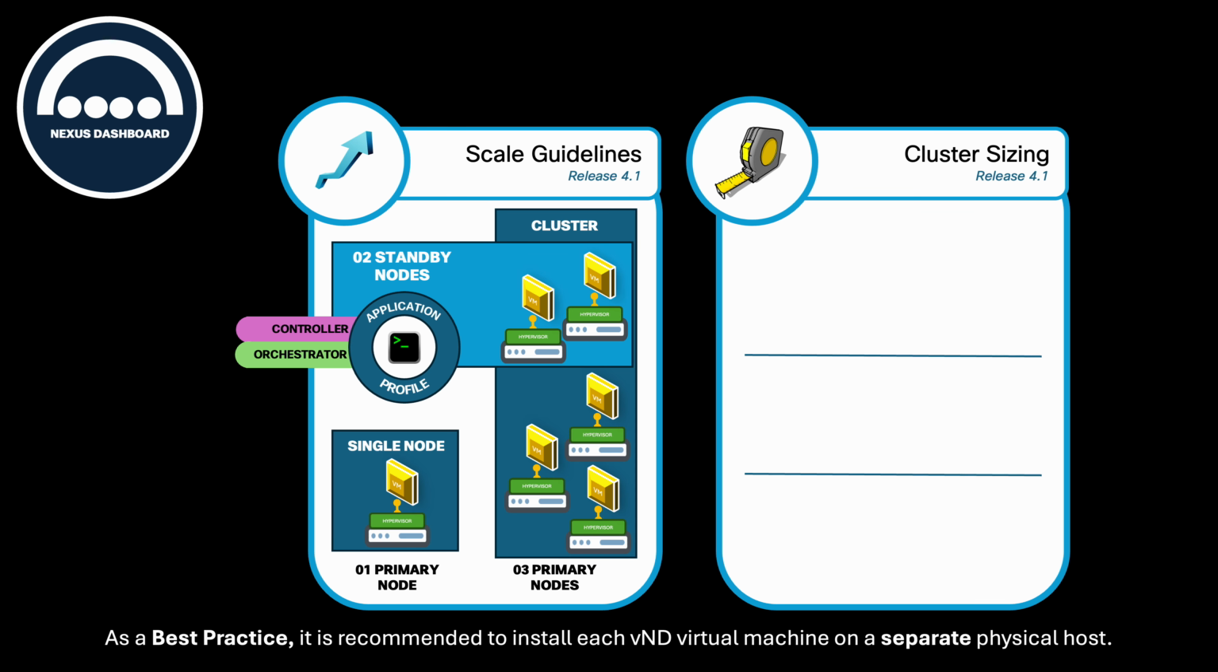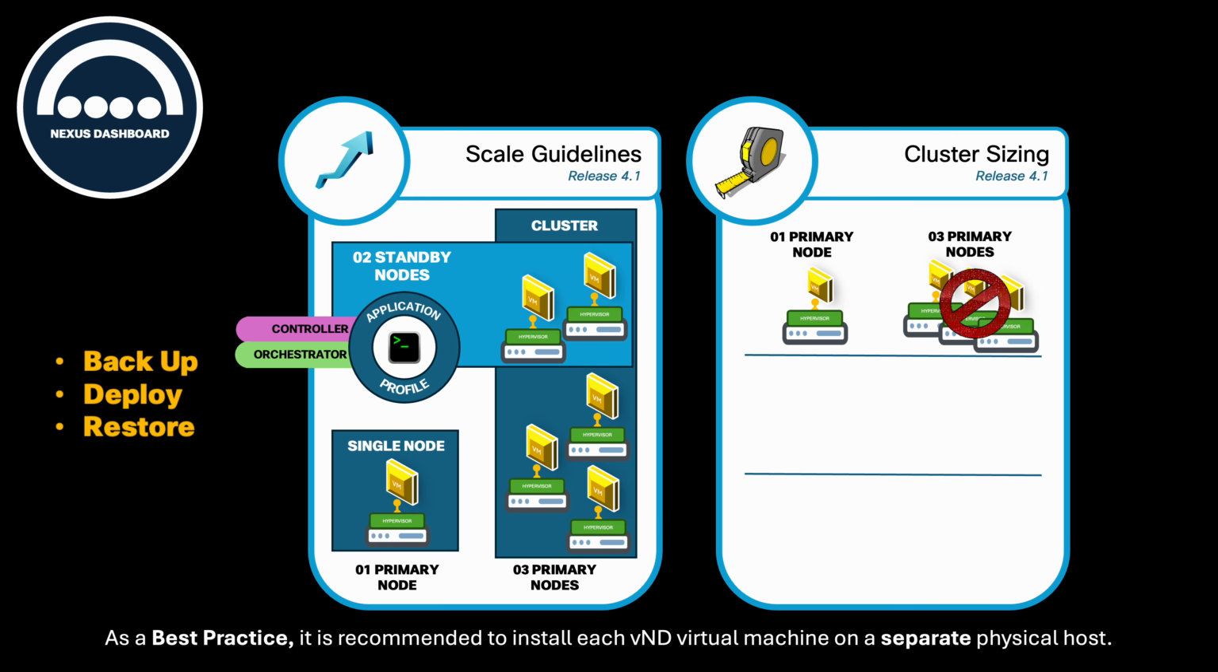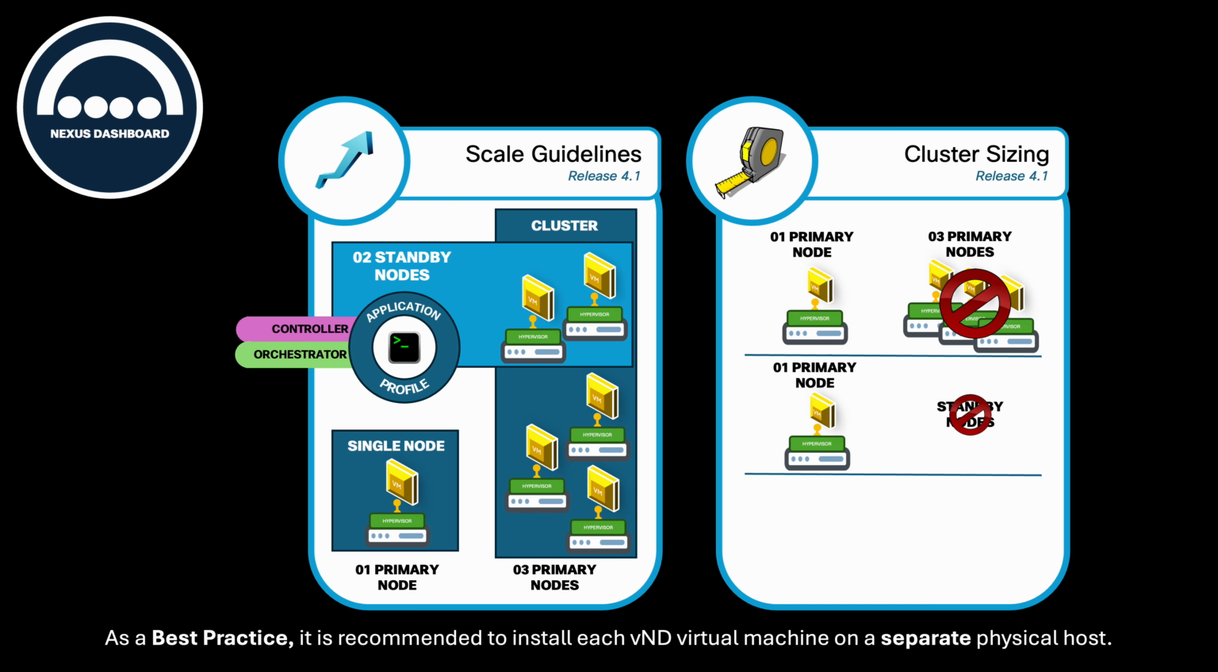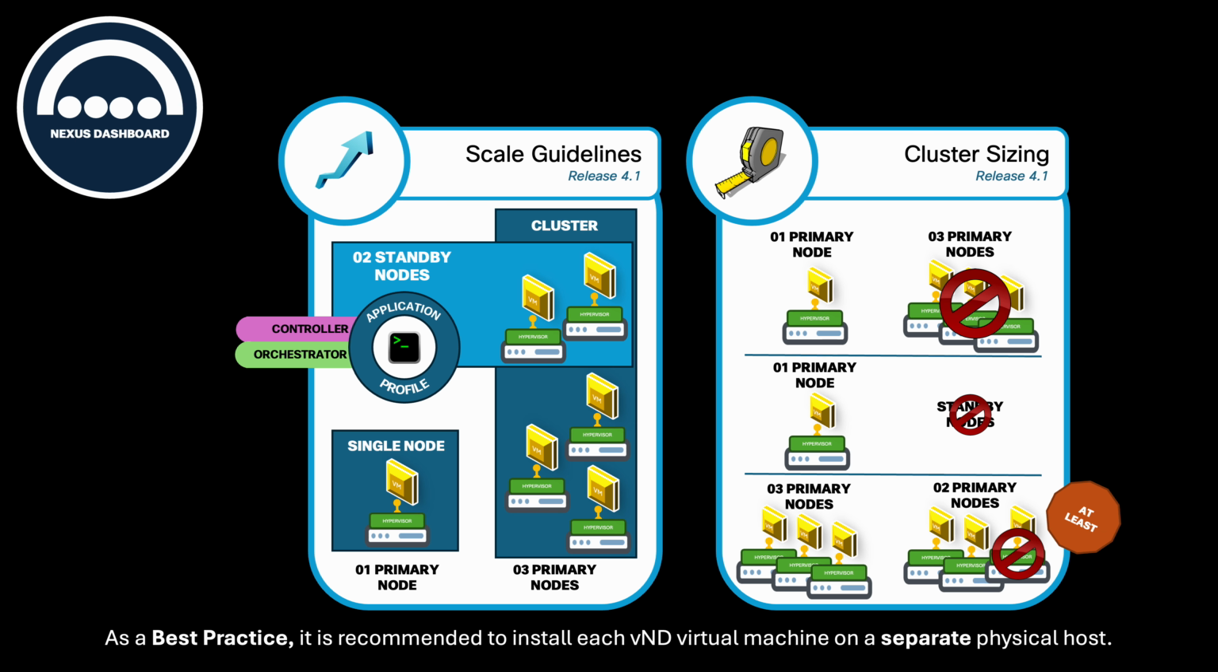Cluster sizing limitations. These limitations apply to scale and cluster sizing. Single-node deployments cannot be extended to a 3-node cluster after the initial deployment. If you deploy a single-node cluster and want to extend it to a 3-node cluster or add secondary nodes, you will need to back it up, deploy a 3-node based cluster, and then restore the backup on this later. Single-node deployments do not support additional secondary or standby nodes. For 3-node clusters, at least 2 primary nodes are required for the cluster to remain operational.